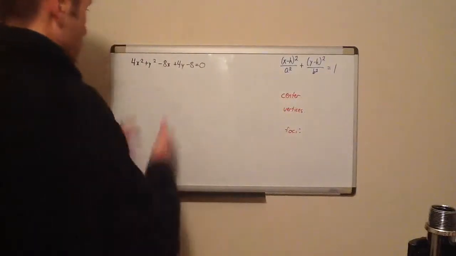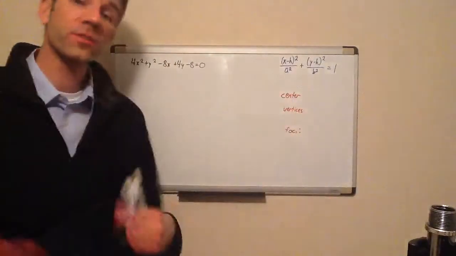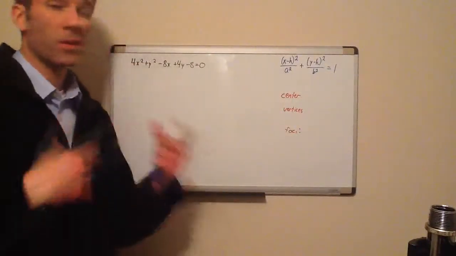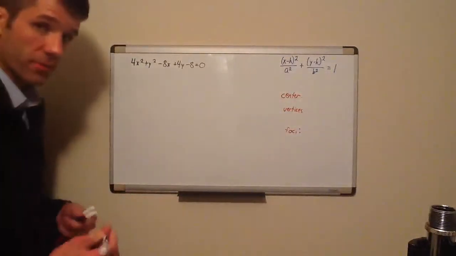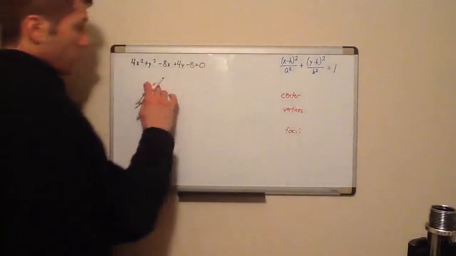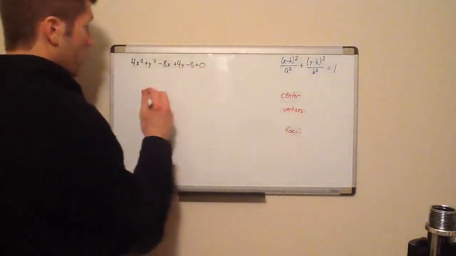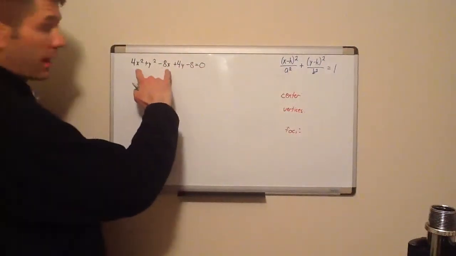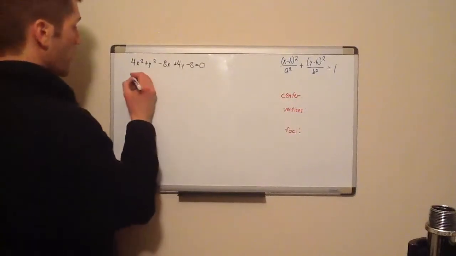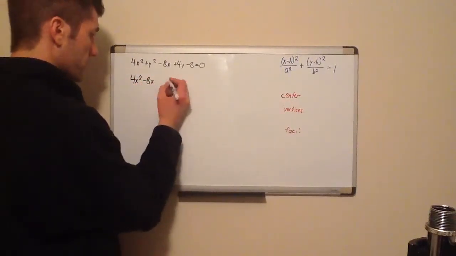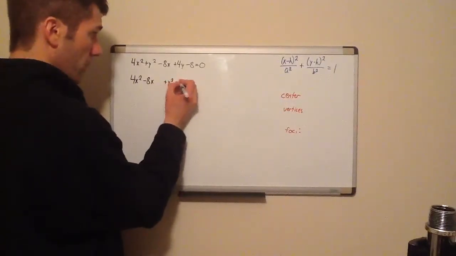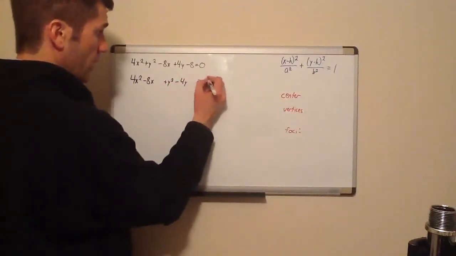So we need to manipulate this to look like that. At first it's going to look a lot like the last problem. Then we're going to do something different with it instead of graph it. So let's just get started and go a little bit faster than we did on the last one. That 8's going to get in the way, so we move it over. We will also group together the x's and the y's. So we have 4x squared minus 8x, y squared minus 4y, and that's equal to 8.